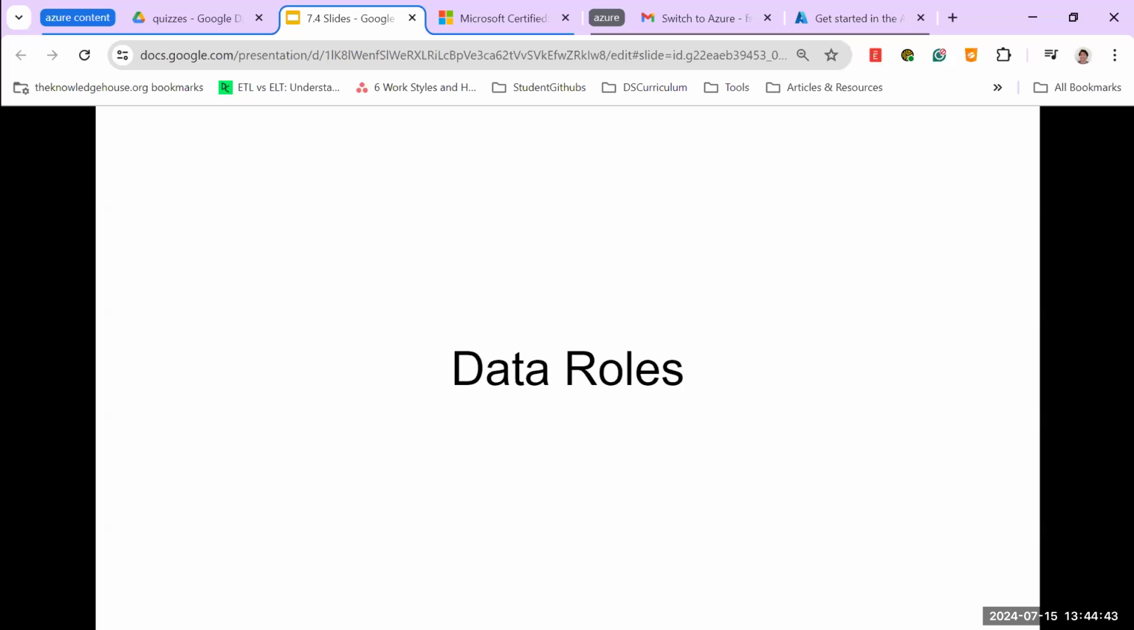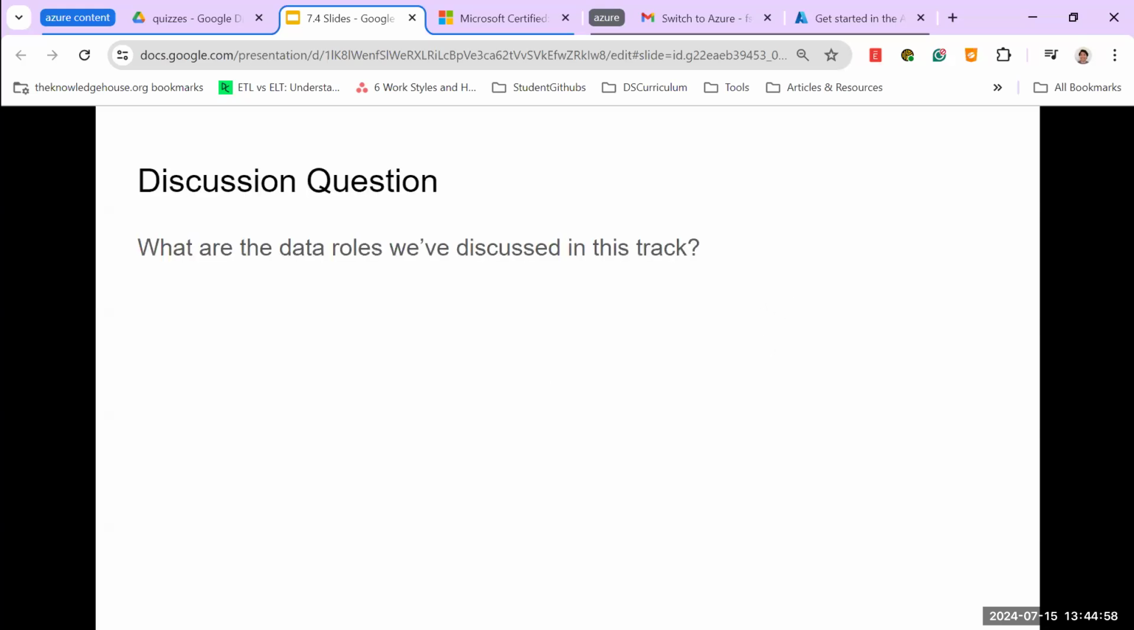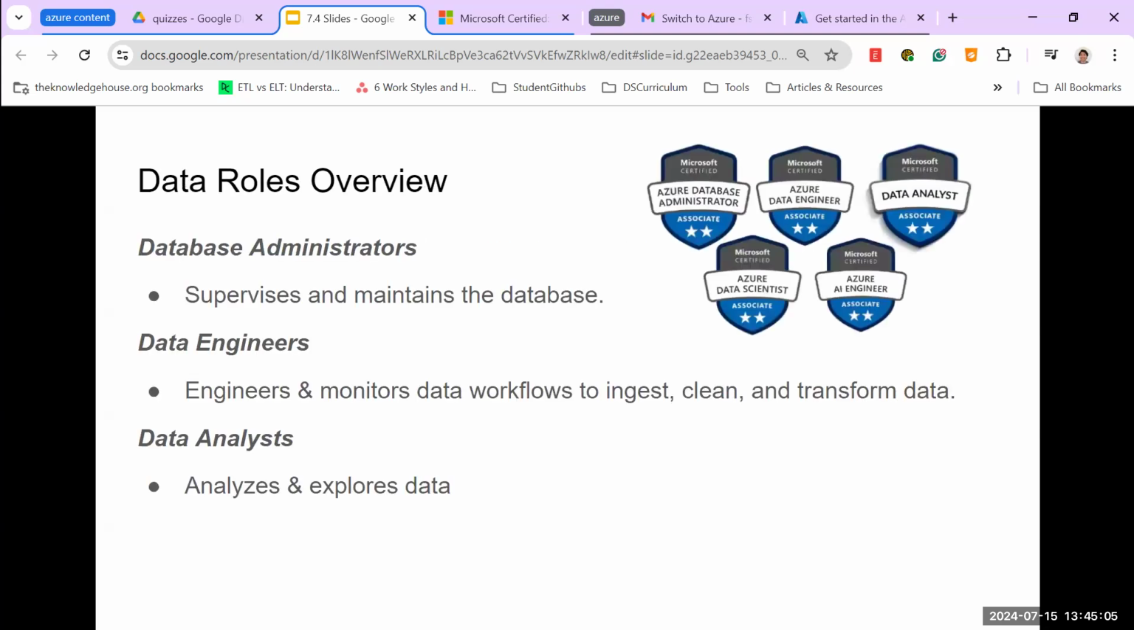Okay, now that we've talked about the history of database management, and hopefully you get an idea of the development and the time and research that it took to get us to this point, let's go back to the 21st century, and let's just talk about the data roles. And this is something that Azure will ask you during the DP-900 exam. So what are the data roles that we are going to discuss in this course? Well, it's going to be a database administrator, a data engineer, and a data analyst.